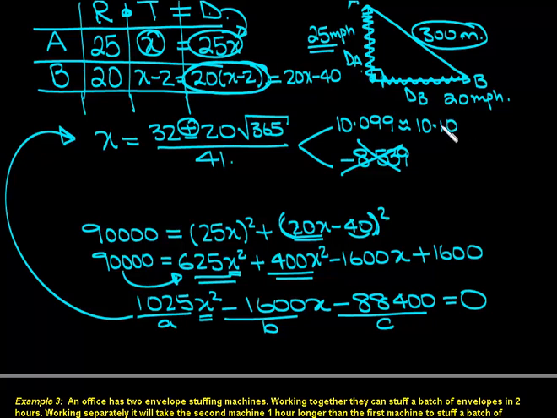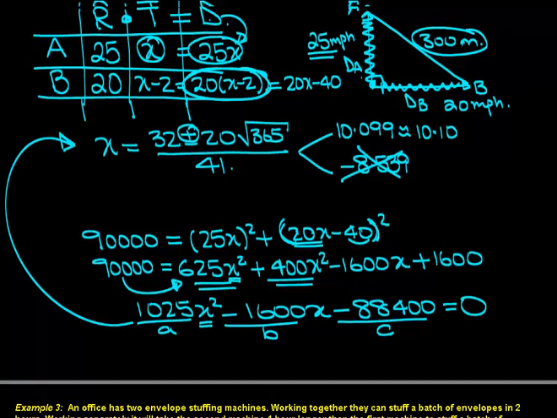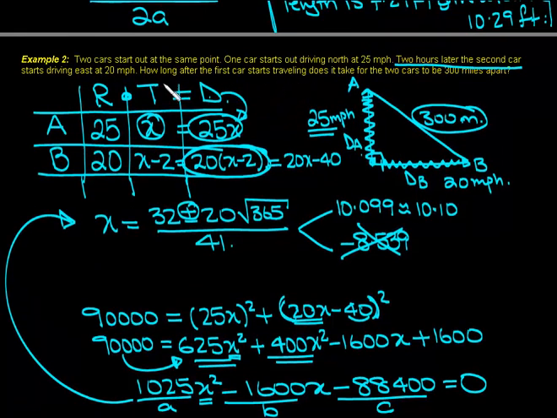Okay. So that tells me that it would take car A, because we're looking for the time of car A, I think so, wasn't it? How long after the first car, which is car A, started traveling does it take the two cars to be 300 miles apart? So it would take 10.1 hours after the car A started traveling for them to be 300 miles apart. So I would expect you to write the answer down. So this is the answer to this problem.